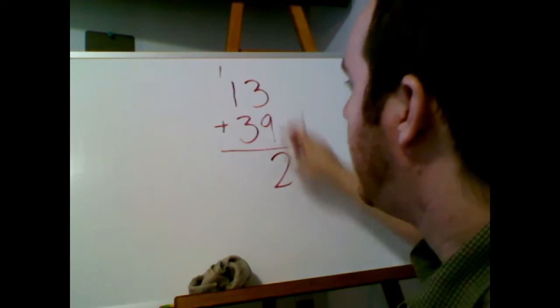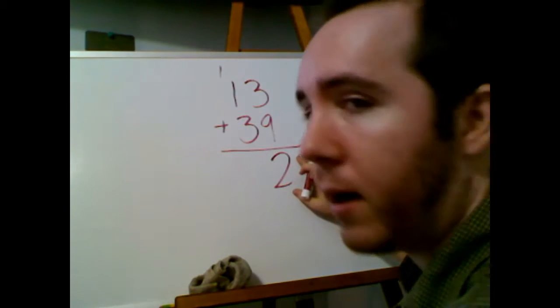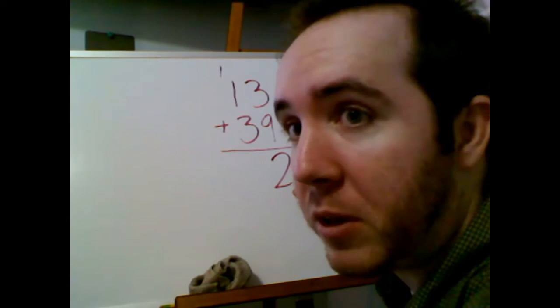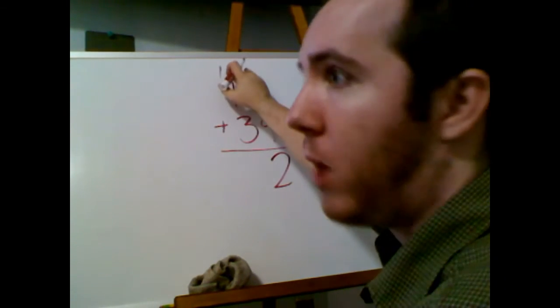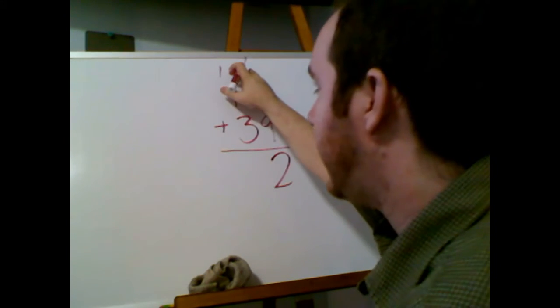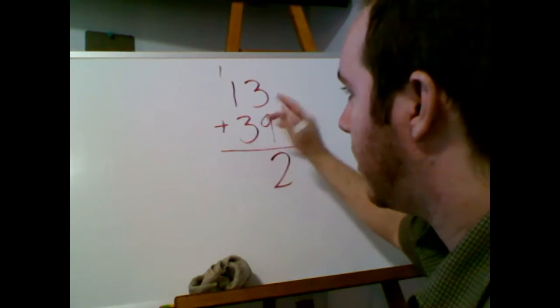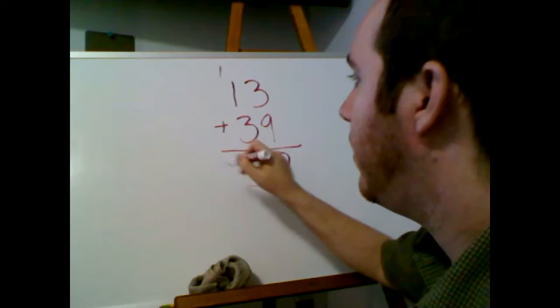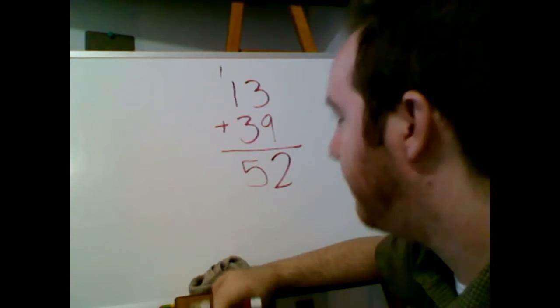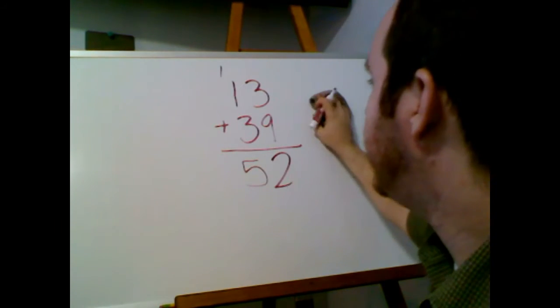So when we add and we get 12, we're going to put the 2 here. But that 10 from the 12, we're going to move it up top. So that's 10 plus 10 plus 30, which is 50. 52. Okay? This reasoning also applies for subtraction.